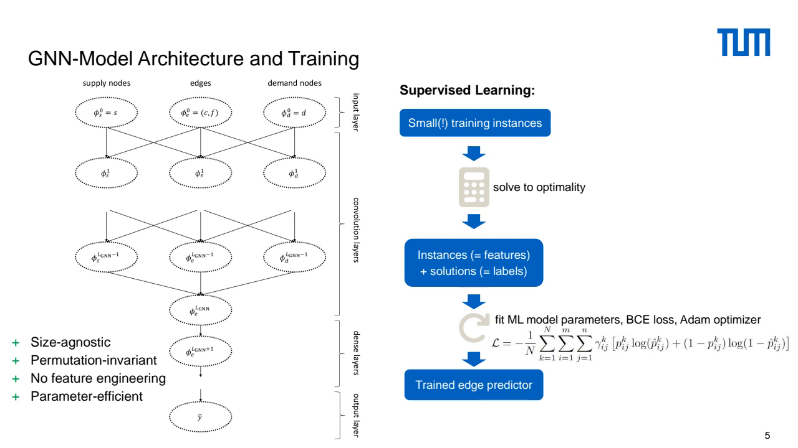In the end, we are interested in the edges. So after some convolutional layers, we take the edge feature vectors, pass them through some additional dense layers, and make a prediction. We use a logistic activation function, which will then give us a value between 0 and 1, which can be interpreted as the probability of being part of the optimal solution.